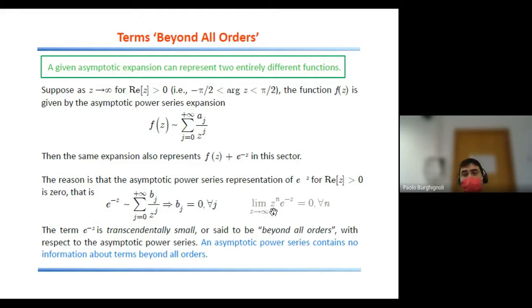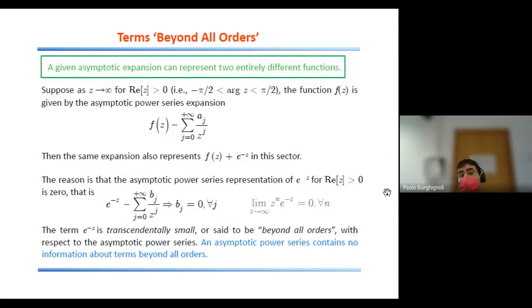Okay. This means that the sum of the function f plus the exponential has an asymptotic series, which, as we said, is the sum of the two asymptotic series. However, the b_j's are equal to 0, so the asymptotic series is exactly the same as the one valid for f. e^(-z) is transcendentally small, or is beyond all orders, okay, with respect to this asymptotic power series.